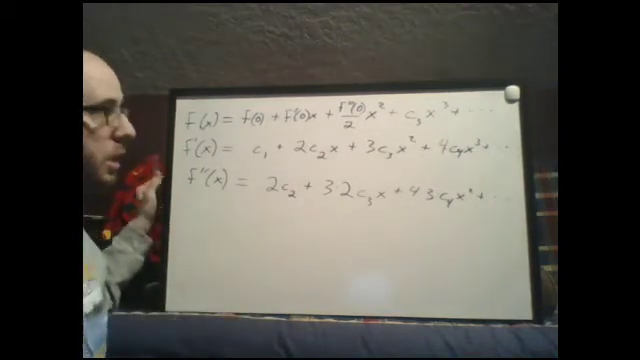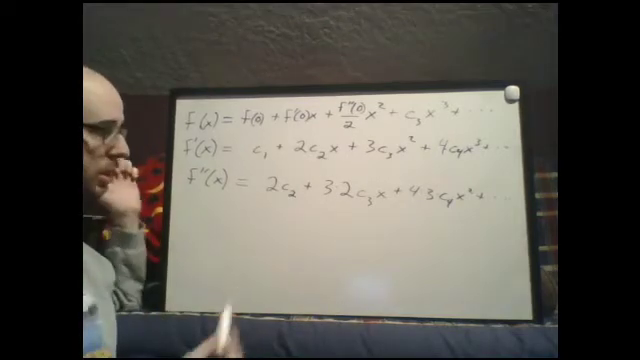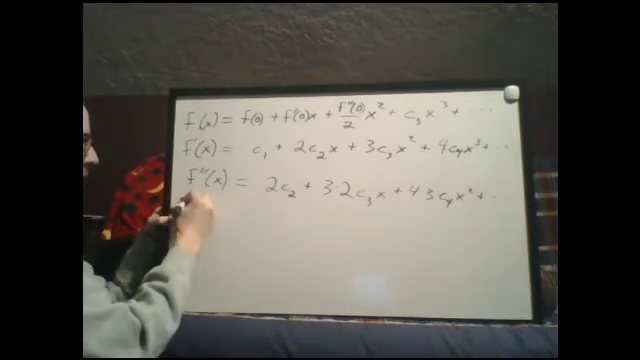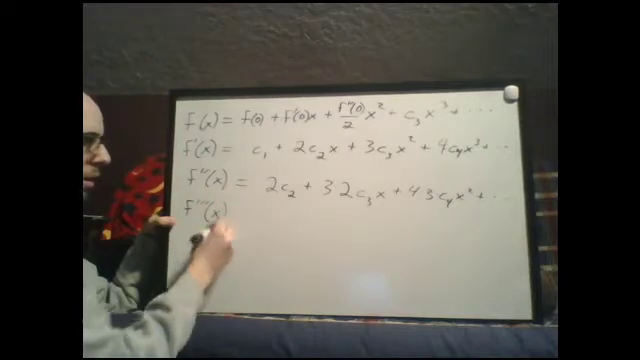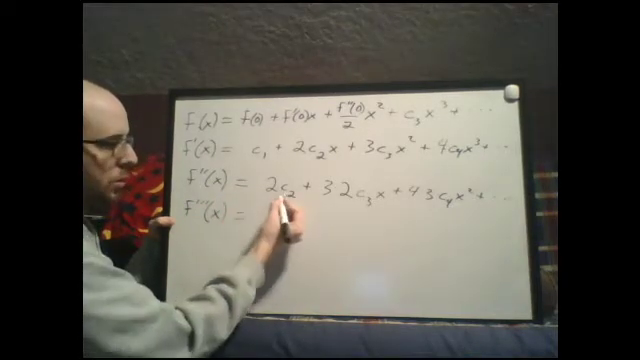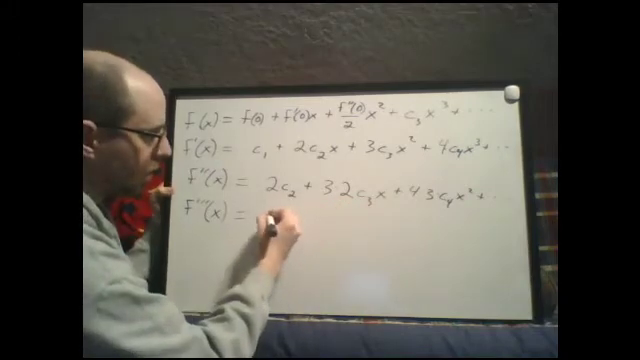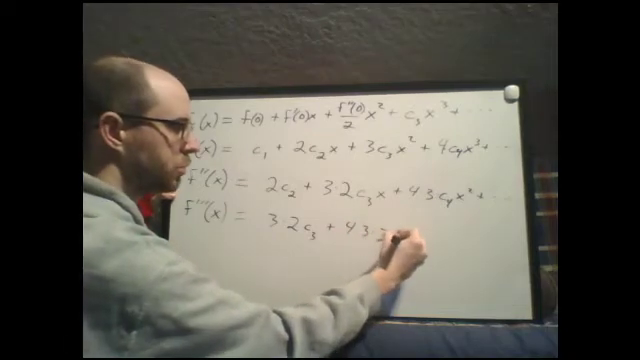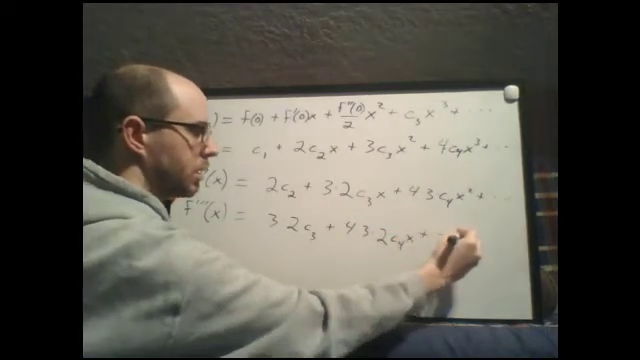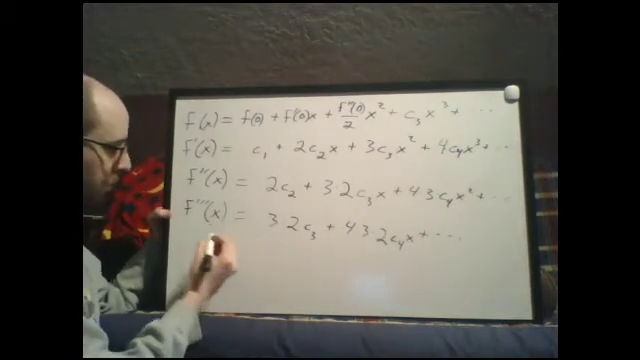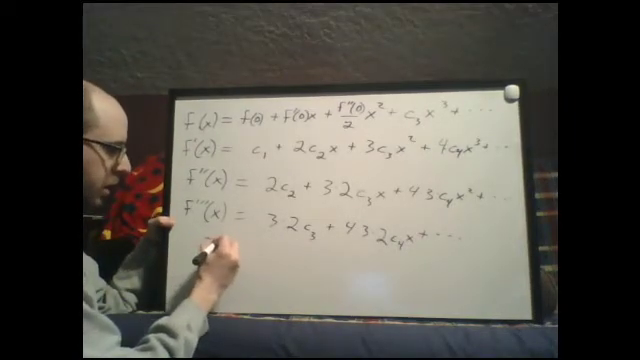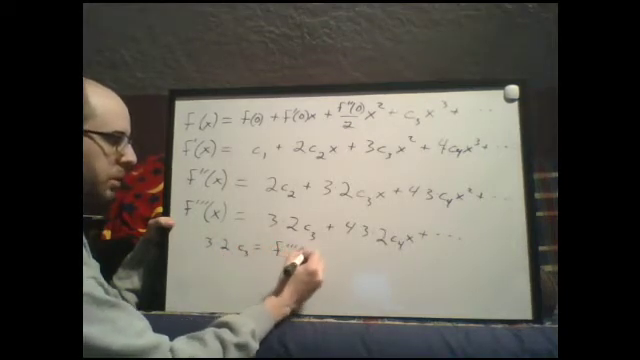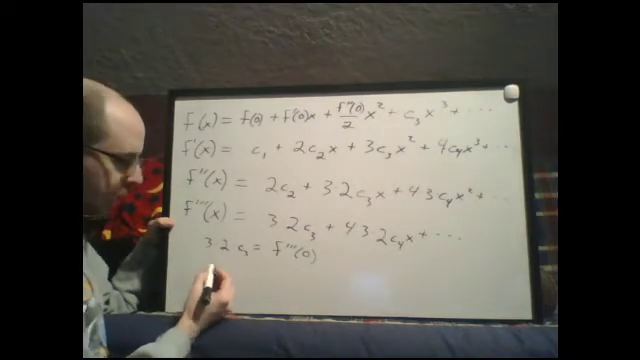And so we just keep on doing this. It's the same idea the whole way, it's just we're going to get more and more things that we have to divide by. So let's do one more. If I want C3, I'd take the next derivative, so that's f triple prime, the third derivative. 2C2 is constant, so it's going to disappear. We get 3 times 2 times C3 plus 4 times 3 times 2C4x plus some more stuff. Now if I plug in 0, I get 3 times 2 times C3 equals f triple prime of 0. Now I have to divide by 3 and 2, so I have to divide by 6.